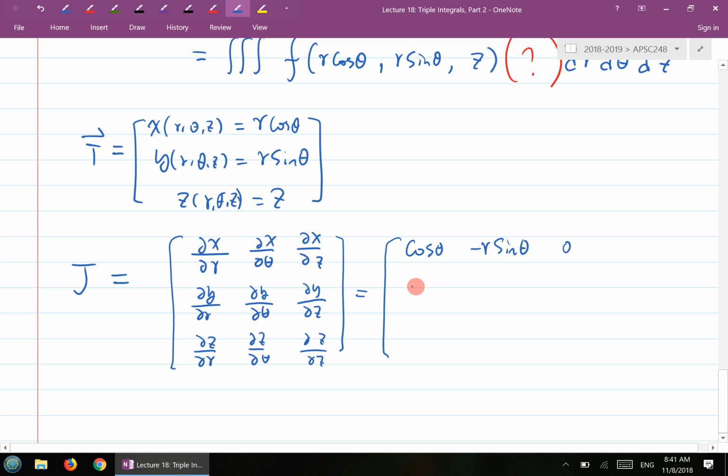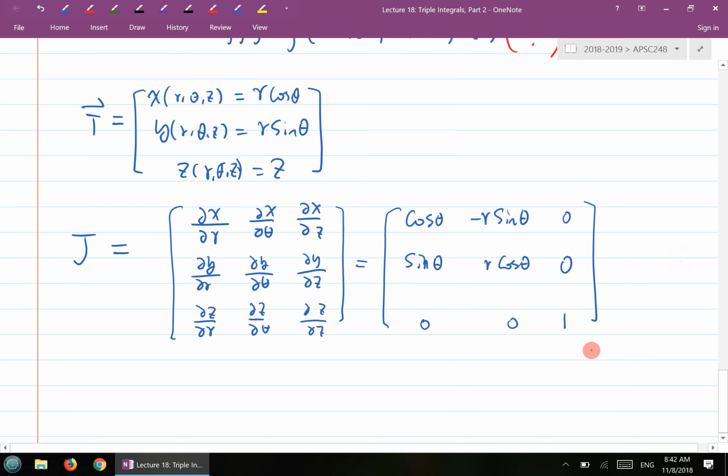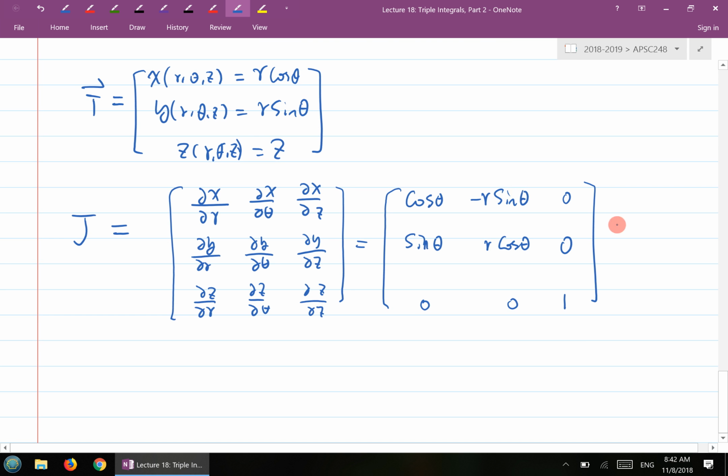And then here gives you sine theta, and r cosine theta, and 0 here. In the last row, z is not a function of r and theta, so both are 0, 0 here, and z is just a function of z, so partial z over partial z is 1. So you get this transformation matrix, a Jacobian matrix. Now you calculate the determinant of this Jacobian.